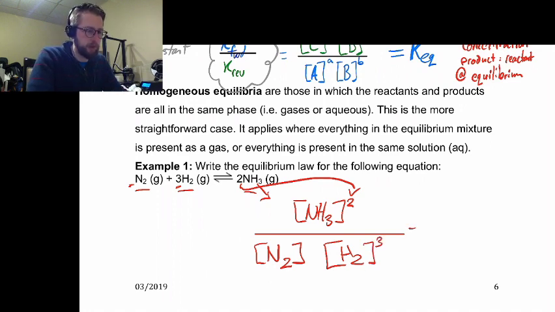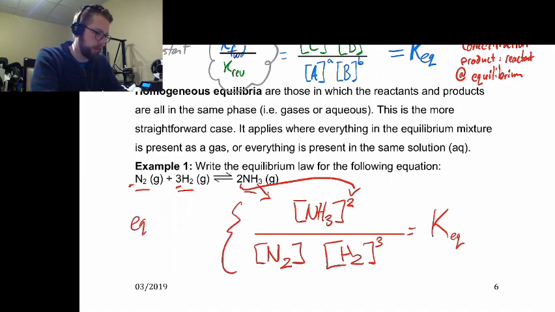All of this will be equal to some K that I don't know. It has to be given to you, or you have to determine it using experiments. So we're just going to call it KEQ. And that's it. This is the equilibrium law.